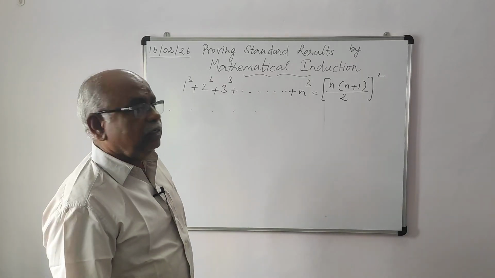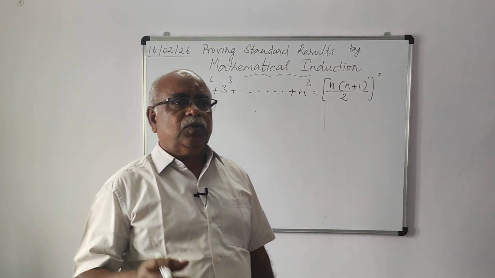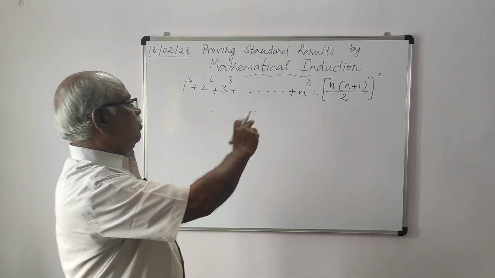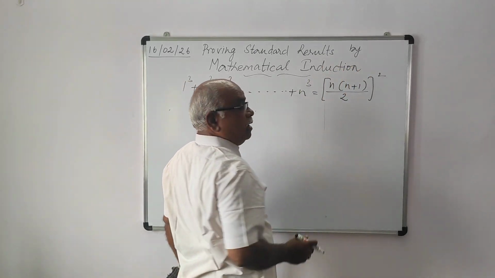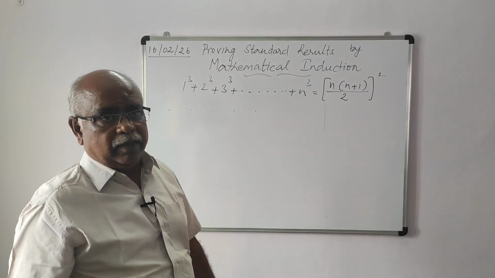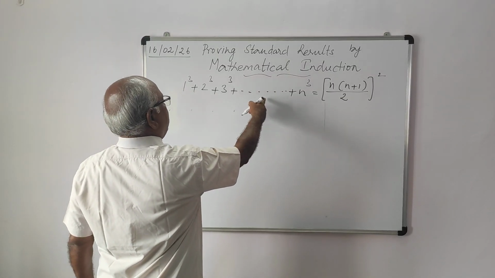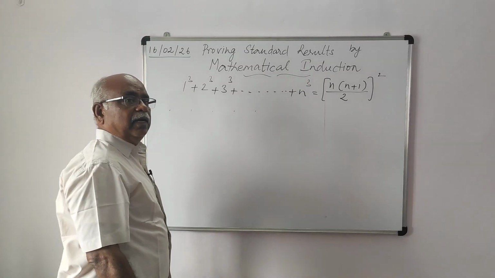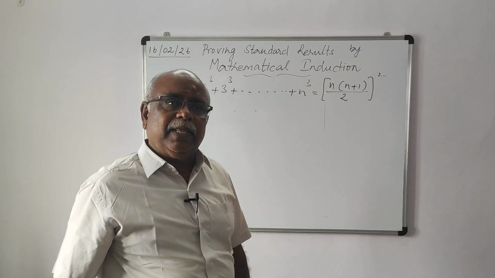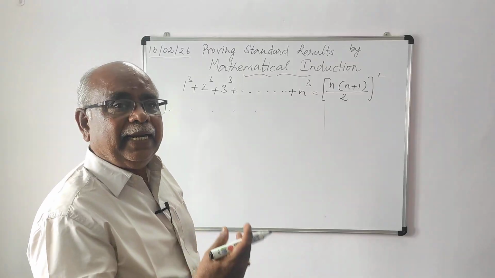Next result, sum of the cubes of the first n natural numbers. What is the result? n into n plus 1 by 2, the whole square. You have solved some problems using this result in your lower classes. That is 1 cube plus 2 cube plus 3 cube plus up to n cube equals n into n plus 1 by 2, the whole square. This is a standard mathematical result. How to prove this result, we will see by the induction principle.